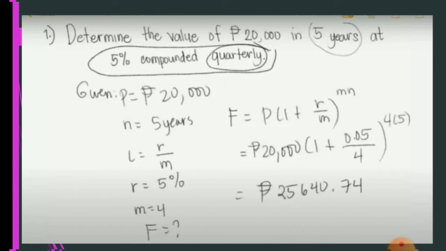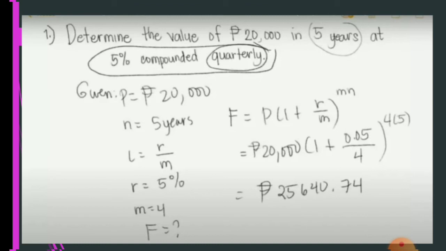Bakit 4? Kasi 5% compounded quarterly. So, quarterly, it means 4. So, ang hinahanap natin is yung F. So, yan na yung formula. So, F is equals to P times 1 plus R divide M to the power of M times N. So, 20,000 times 1 plus 0.05 divide 4 to the power of 4 times 5.